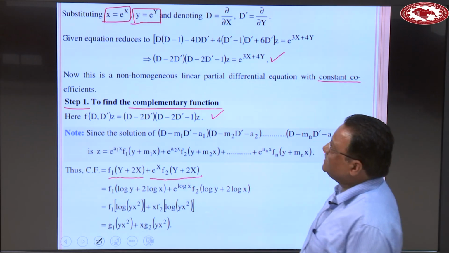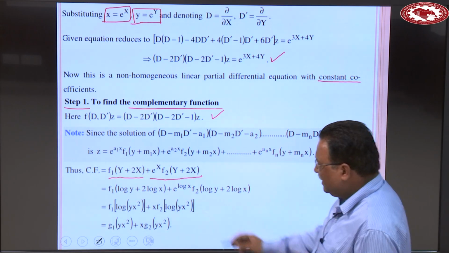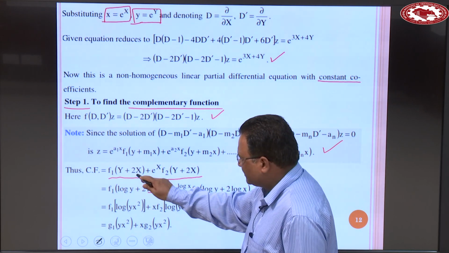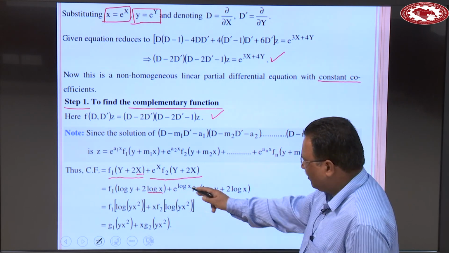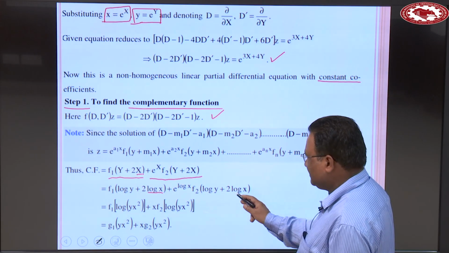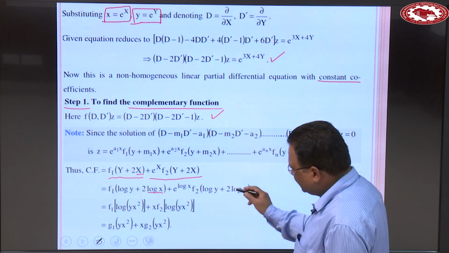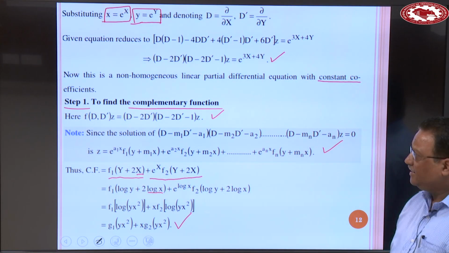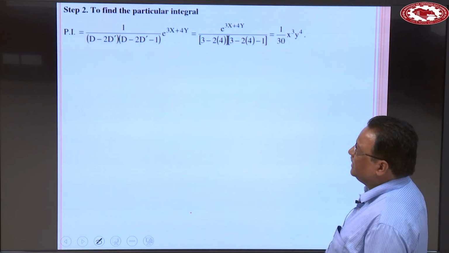So capital X is log x and capital Y is log y. So the complementary function is a function of log y plus 2 log x, plus e raised to power log x times a function of log y minus 2 log x. Just simplify, and you will get this type of complementary function. Clear? Now find the particular integral for this problem.